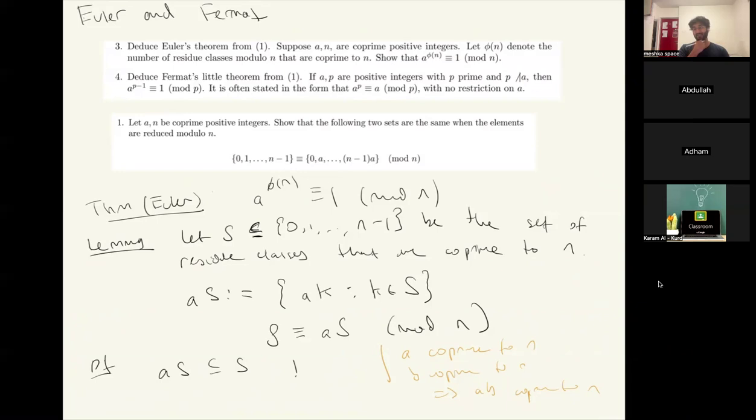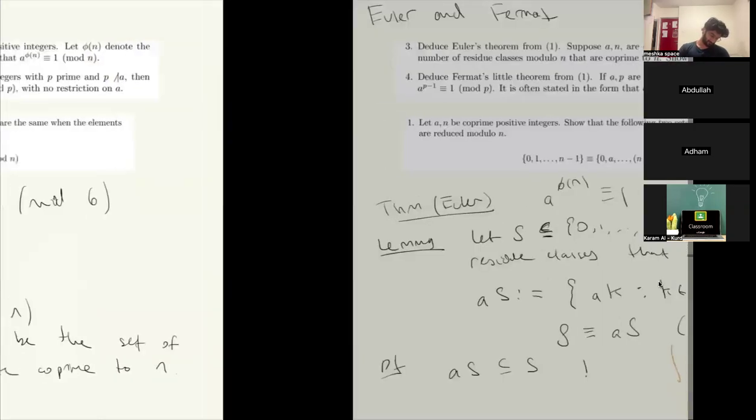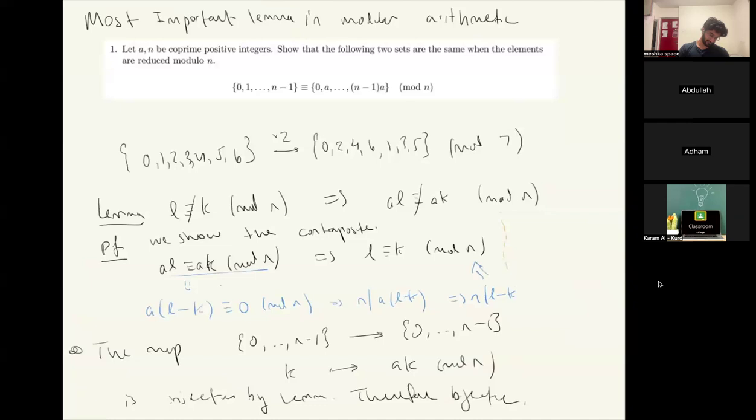We show that we do the same thing that we did in problem 1. If we have two different elements of S, then K is not congruent to L mod N, then we have AL is not congruent to AK mod N. Great, so we need to use this lemma again, right? If L and K are different, then AL and AK are different. So maybe this lemma is so important, I'm going to give it a name and call it lemma 0. Okay, so this is lemma 0.